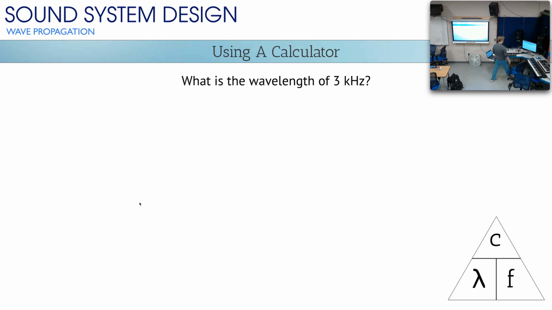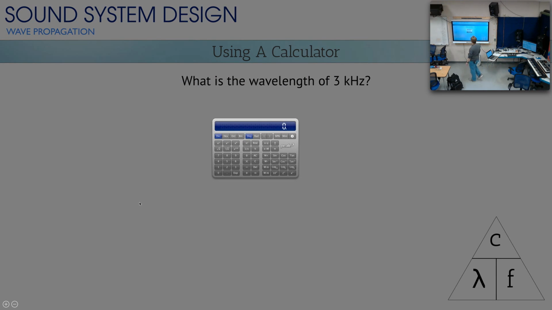Okay, let's try another one. What is the wavelength of 3 kilohertz? How do I figure out wavelength? Speed of sound divided by frequency, right? So speed of sound is 1,130 feet per second divided by the frequency, which is what? What number do I put in here? For 3 kilohertz, that would be 3,000, right? Not just 3, 3,000. The K means something. So 3 with 3 zeros on it. And we get 0.376, or we could just call that 0.38 feet. Wavelength, 0.38 feet.